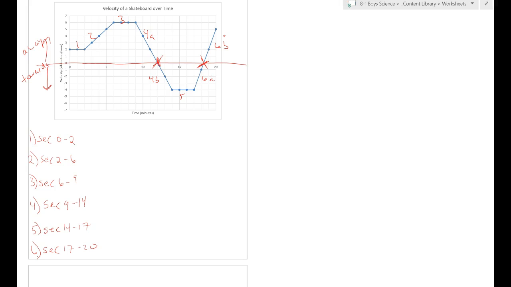So in this first segment, seconds 0 to 2, you're going to move at a constant speed of 2 meters per second. Or actually, I guess this is kilometers per hour. There we go. See, got to read the y-axis. So move at constant speed of 2 km per hr away.